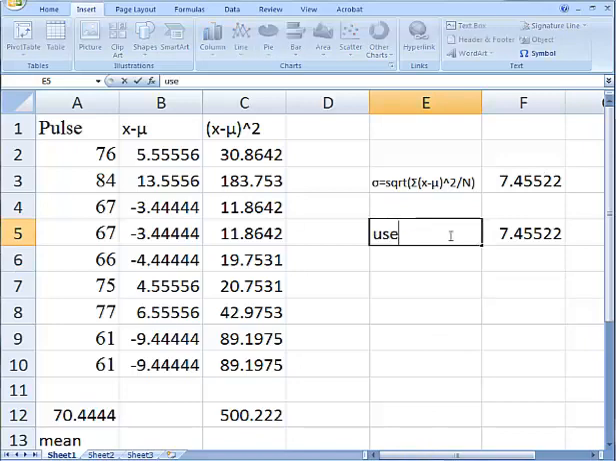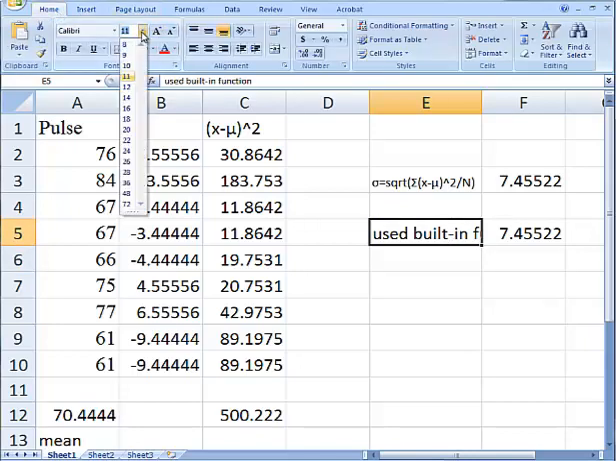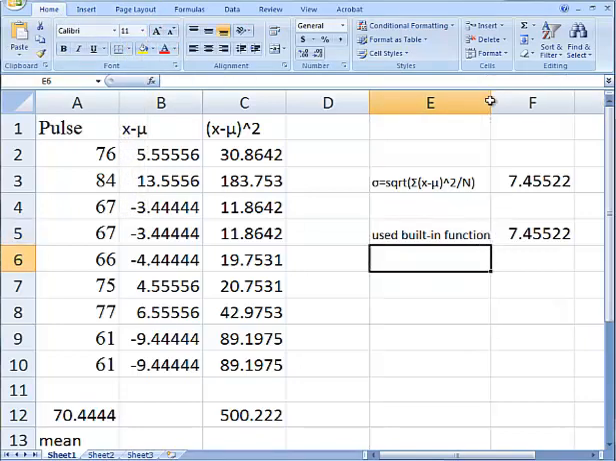So this one we used the built-in function. And I need to make that smaller text because apparently it's not small enough. So let's make it smaller text. So we used the formula for this one and the built-in function for this, and they both yielded the same answer.